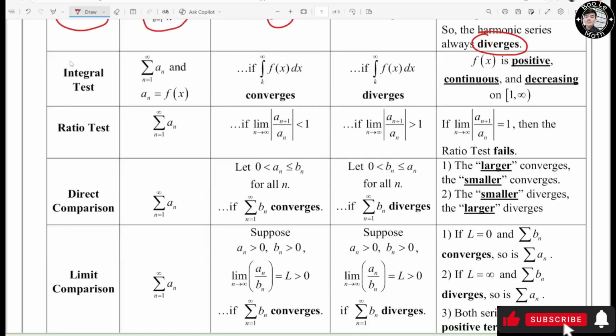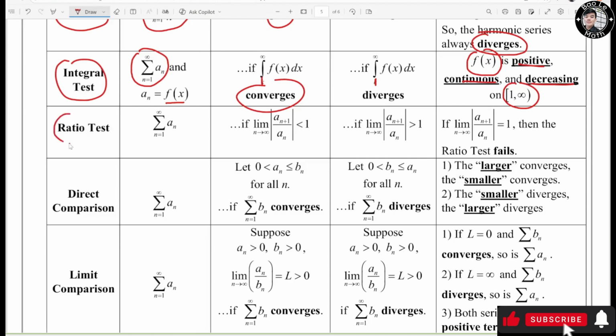Now, next one, we're going to talk about the integral test. The formula is given by this, and we're going to let a sub n equal f of x. The series converges if the integral from 1 to infinity of f(x) dx converges. The series diverges if the integral from 1 to infinity of f(x) dx diverges. Remember that the function f(x) must be positive, continuous, and decreasing on this interval.